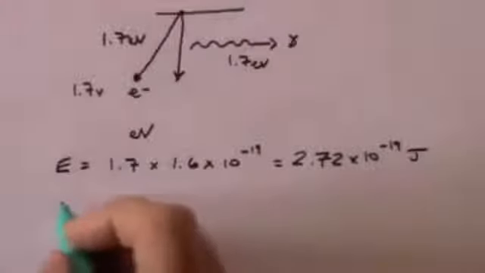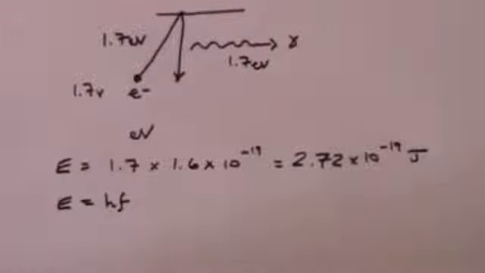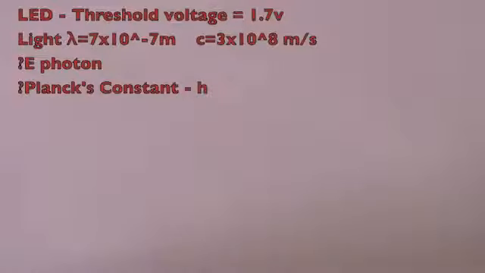Now we're going to use the tried and tested formula that E=hf. The energy of the photon is Planck's constant times the frequency, and we need to calculate Planck's constant h.